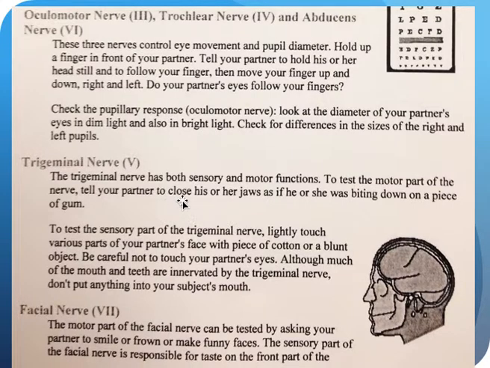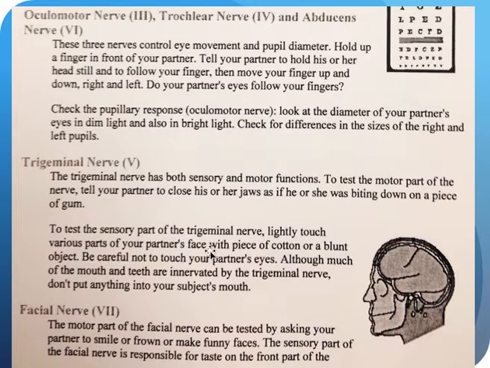Okay. Trigeminal nerve, again, has both sensory and motor functions. So to test the motor part, usually you would use a popsicle stick or something like that, and you would have the person bite down, and then you're just going to gently try to pull the stick from their mouth and see if they can keep you from pulling the stick out. So that's a good way to test the motor function.